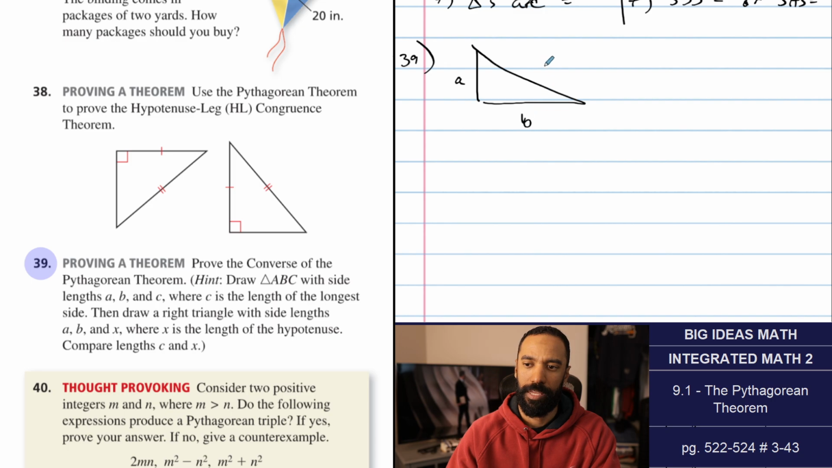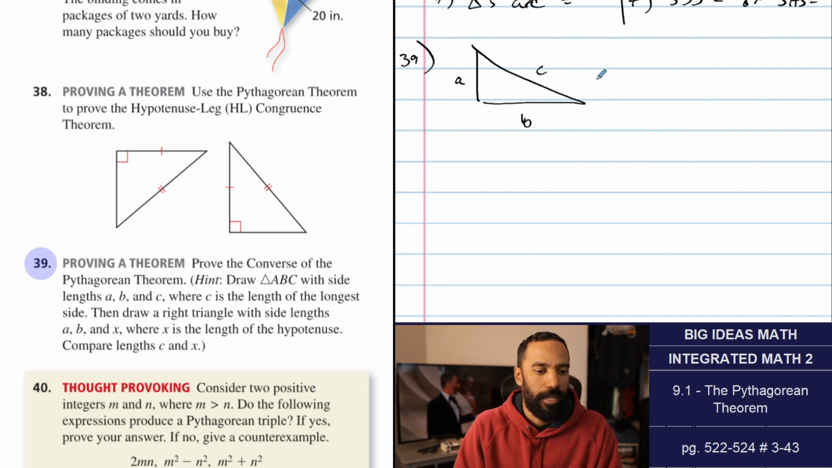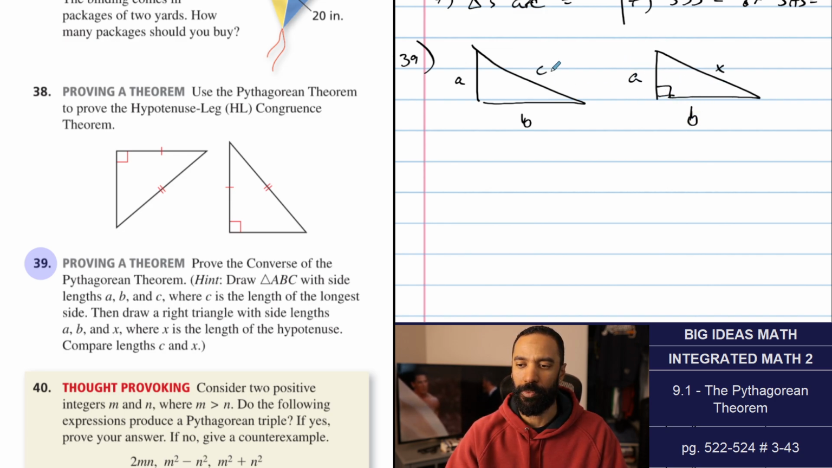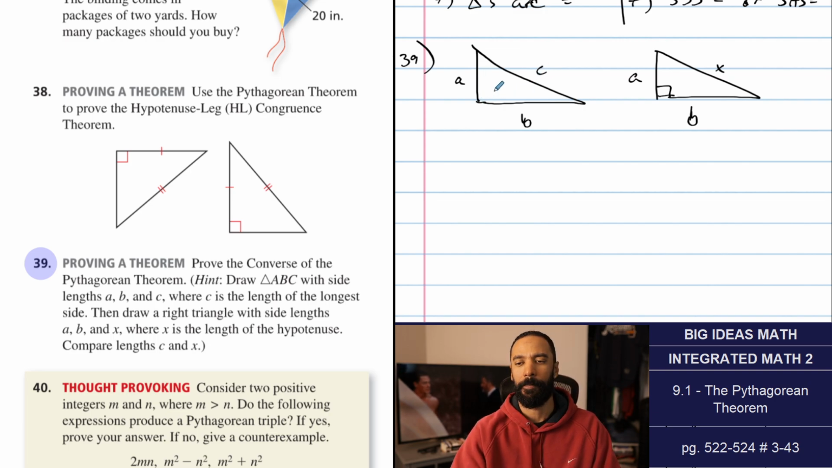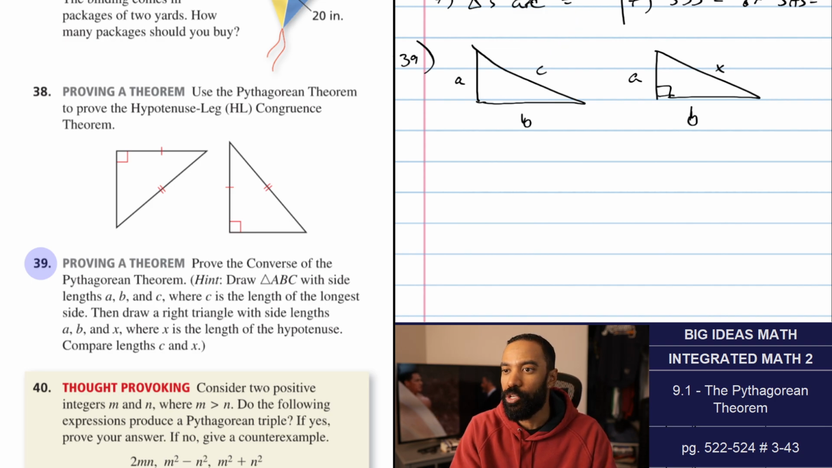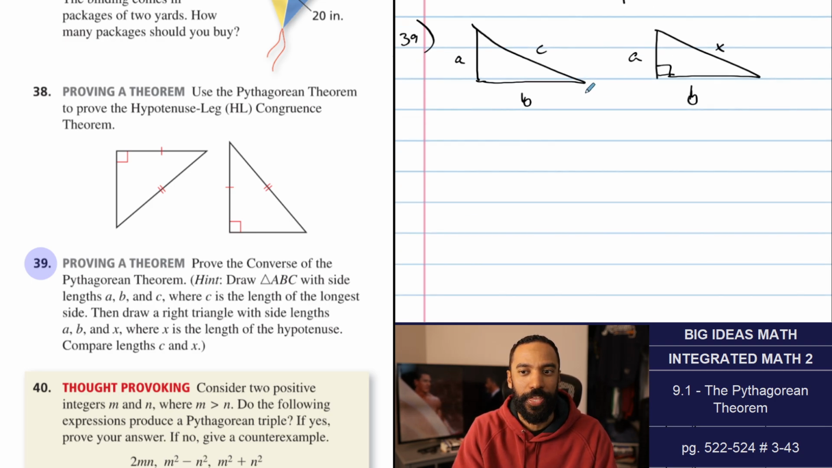A, B, C. Then draw a right triangle with side lengths A, B, and X, where X is the length of the hypotenuse. Compare lengths C and X. So I have one that is for sure a right triangle in A, B, and X, and the other one in A, B, and C, where this thing is. Prove it. Maybe we can use the thingy.